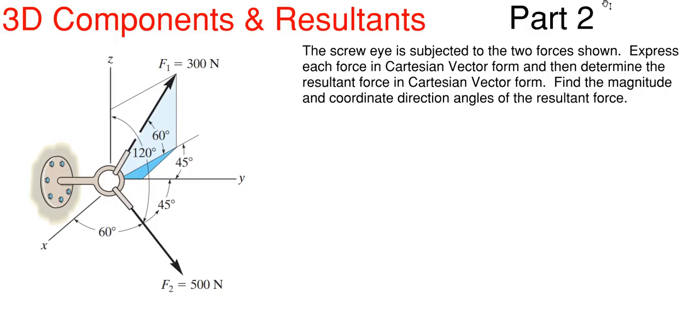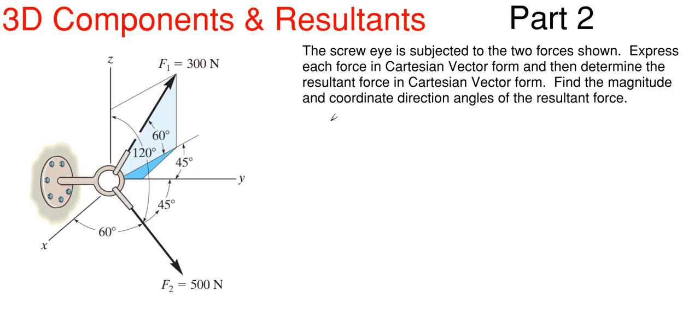So in today's video, we're going to be covering statics, and we're going to be looking at 3D components and resultants, and this will be the second problem in this particular series. What we have going on here is this picture shown here, and the description states that the screw eye is subjected to two forces, F1 and F2, as shown. We need to express each of these forces in Cartesian vector form and then determine the resultant force in Cartesian vector form from these two forces being combined together. Then we have to find the magnitude and the coordinate direction angles of that resultant force.